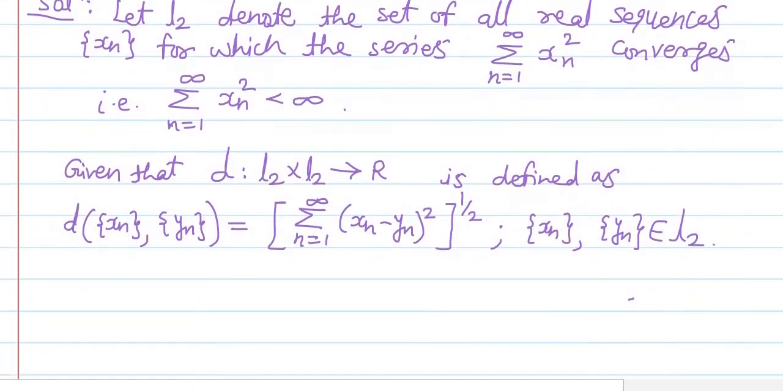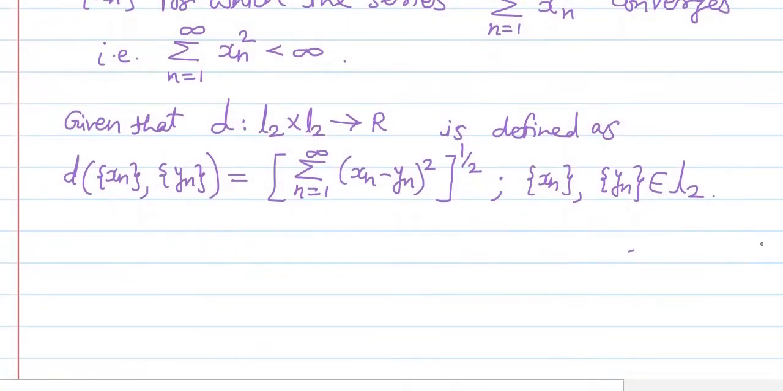Next we have to show that d is a metric on L2. To show that, as discussed in the earlier examples also, we have to check only the triangle inequality, because the remaining three conditions can be verified very easily orally also. So let us begin with the first condition. The first three conditions we will check orally. For the first condition, we have to check the non-negativity.